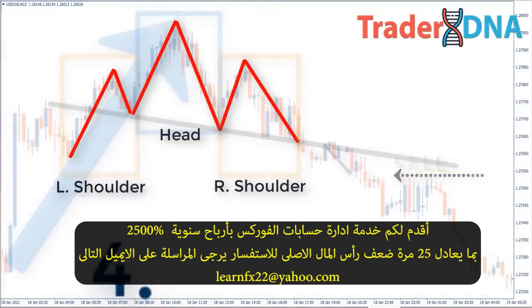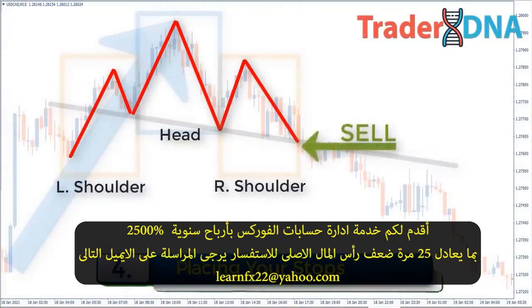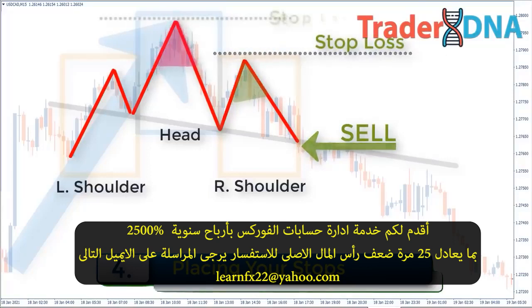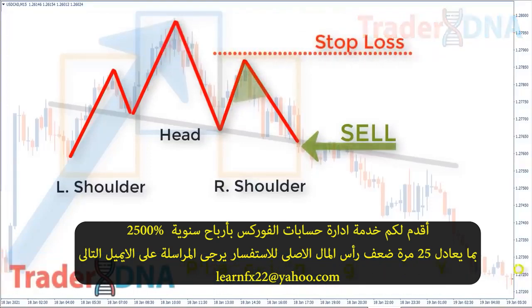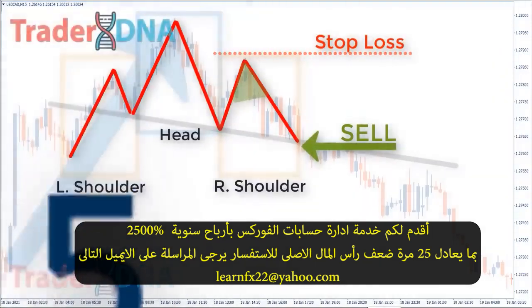Step number 4. Placing your stop loss. The stop loss is placed just above the right shoulder after the neckline is penetrated. Alternatively, the head of the pattern can be used as a stop, but this is likely a much larger risk and thus reduces the reward-to-risk ratio of the pattern. In the inverse pattern, the stop loss is placed just below the right shoulder. Again, the stop loss can be placed at the head of the pattern, although this does expose the trader to greater risk.